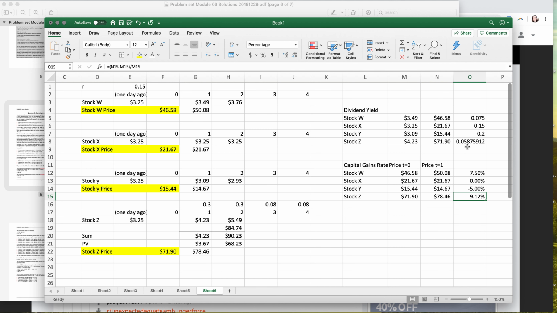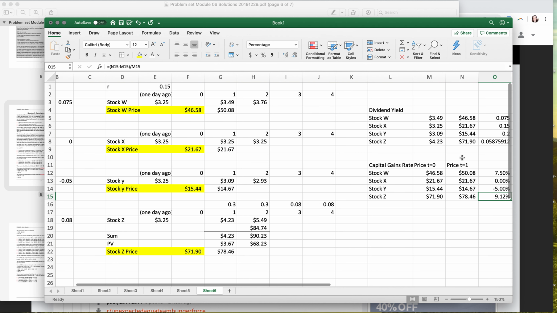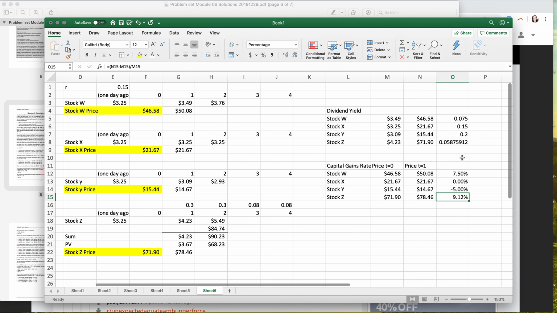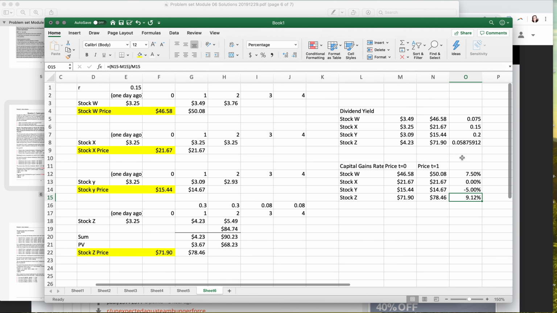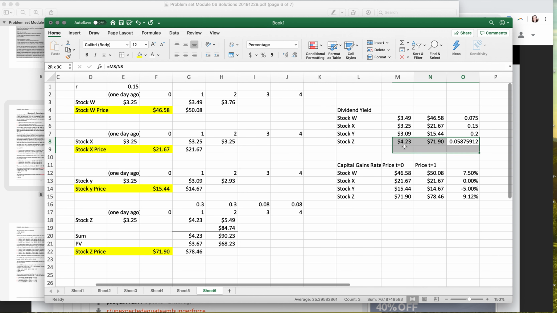Let me see if there's anything else that I want to mention. The other thing that I would mention here is that for stock Z, the dividend yield is really, really low. But part of that is because we expect a lot of growth in these years. And so this price takes into account the growth of those dividends. And that's what makes this dividend yield so low, is that the price is kind of high because it accounts for the future growth of 30%. I think that's all I have on this question.